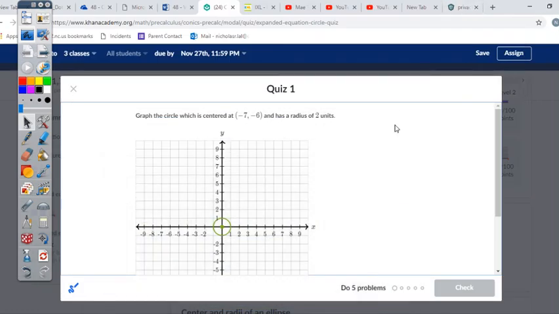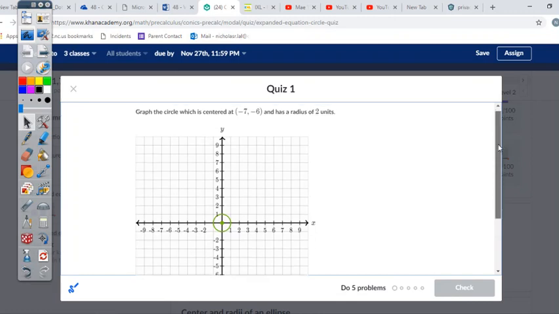Hello, pre-calc students. I feel like I should help walk you through quiz 1, quiz 2, and quiz 3 with conics. The first thing is to help you out with quiz 1. So the first problem is relatively simple.